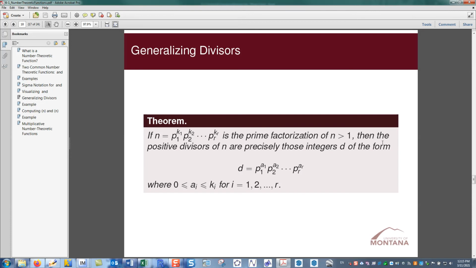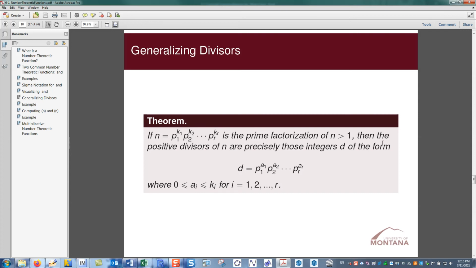So let's go ahead and generalize divisors now, and this is the meat of what I want to present today, and that is that if you have a number n, then it can have some prime factorization. Let's let it have the canonical prime factorization where p1, p2, and pr are all the prime bases.